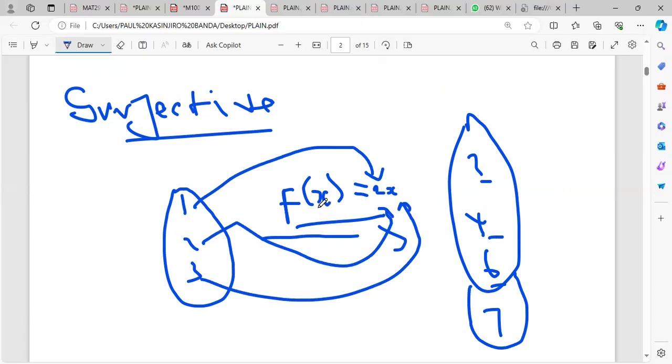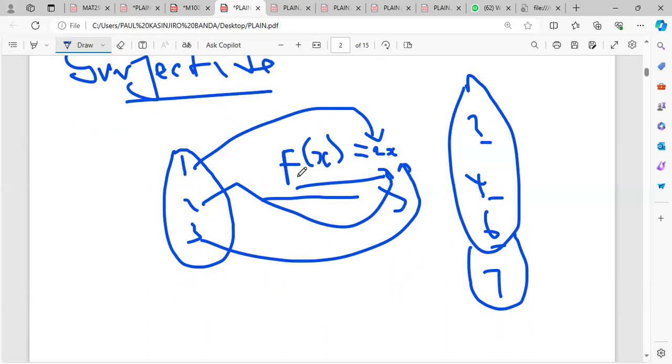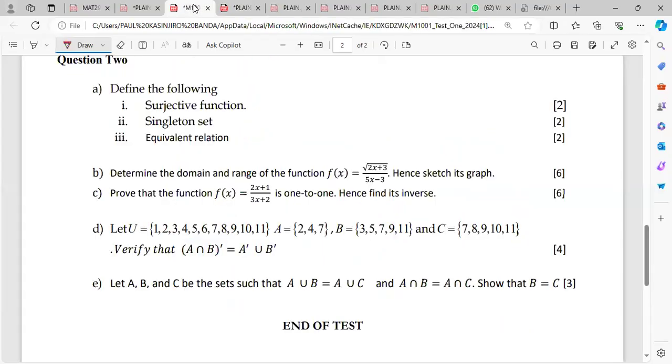Okay, so let me define it again. A surjective function is simply a function where each element of the output set is as a result of inputting an element in the first set into a function. That's a surjective function. So these definitions, try to go through the notes and what you'll find.